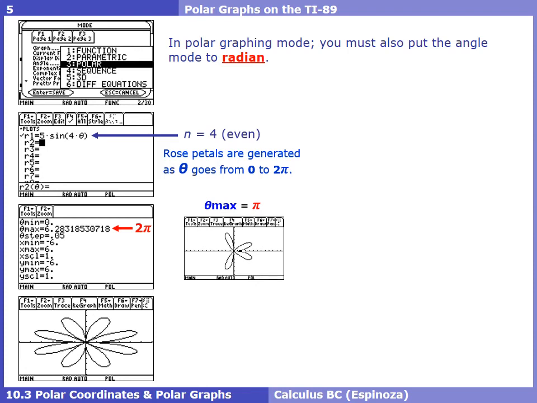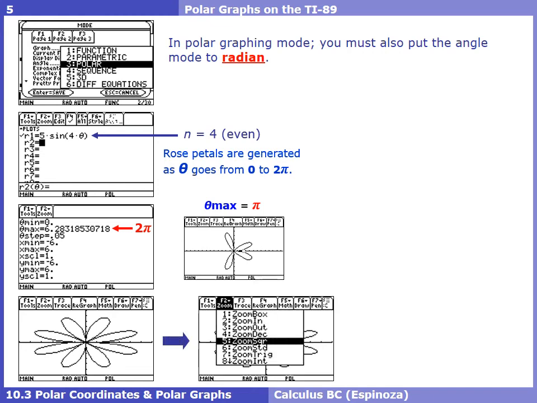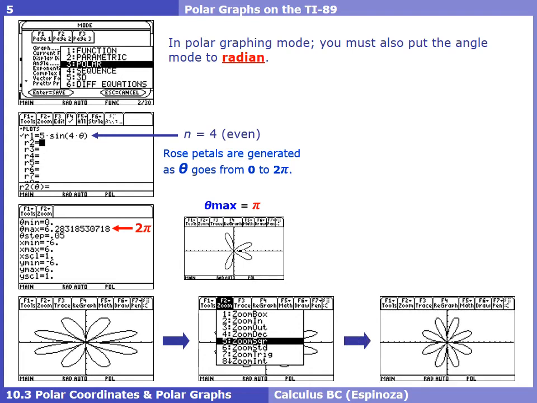So again, understanding how much of a graph is graphed is going to be absolutely vital in terms of 10.4. Sometimes these graphs don't quite look as nice as they can because it's a little stretched in terms of the way the x and the y are set up. So if you want a nicer looking graph, go to zoom and zoom square, ZSquare, which is choice 5, and you'll get a nicer looking graph that's not stretched in one direction or another.